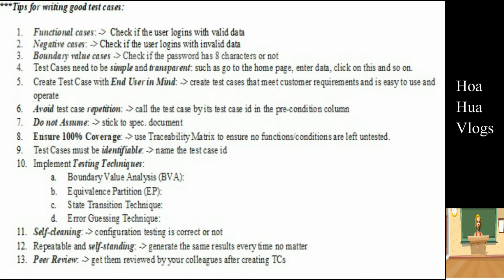6. Avoid test case repetition: call the test case by its test case ID in the precondition column. 7. Do not assume, stick to the spec document. 8. Ensure 100% coverage: use a traceability matrix to ensure no functions or conditions are left untested. 9. Test cases must be identifiable: name the test case ID. 10. Implement testing techniques: A. Boundary value analysis, BVA. B. Equivalence partition, EP. C. State transition technique. D. Error guessing technique. 11. Self-cleaning: check whether the configuration is correct or not.